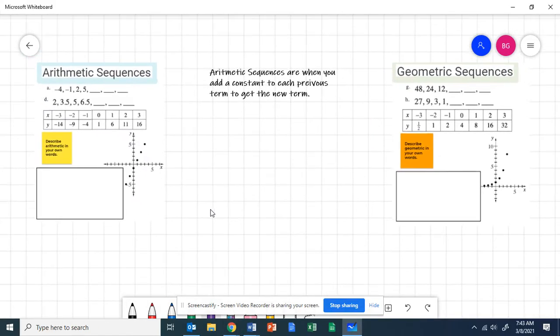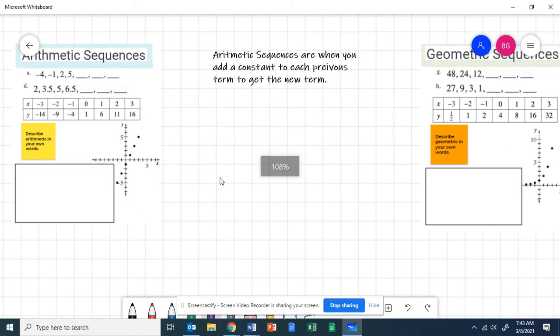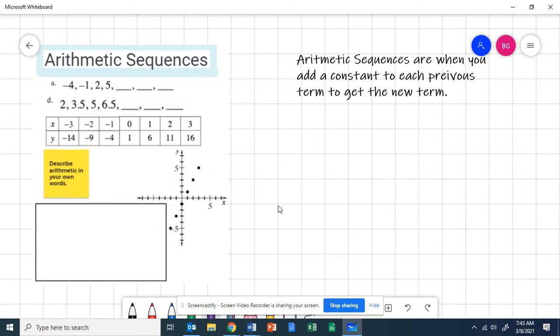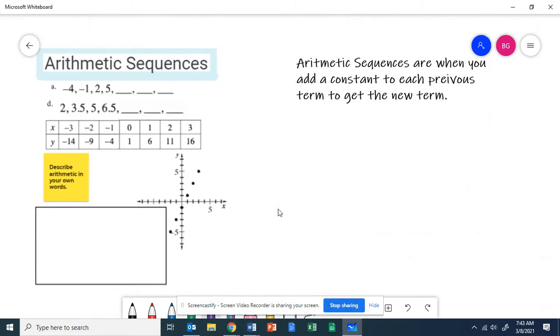Okay, so you're probably wondering, well, what are these arithmetic and geometric sequences? So here we go. I'm going to go over these two things. An arithmetic sequence. As you can see, I have the definition written out here on the side. An arithmetic sequence is where you add a constant to each previous term to get the new term. Okay, so that's what it means.